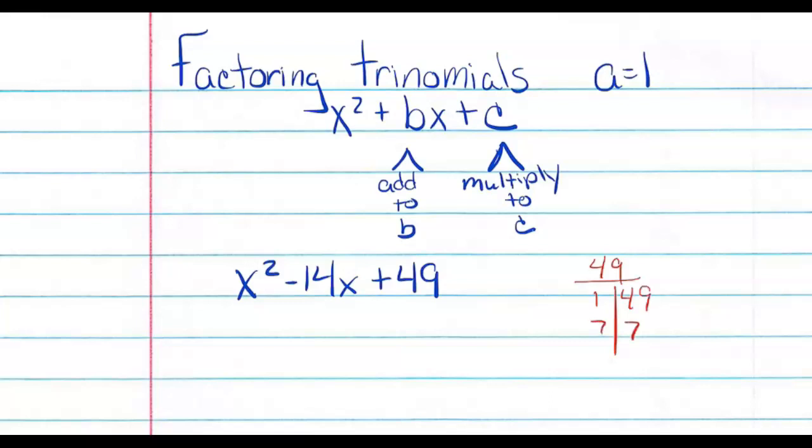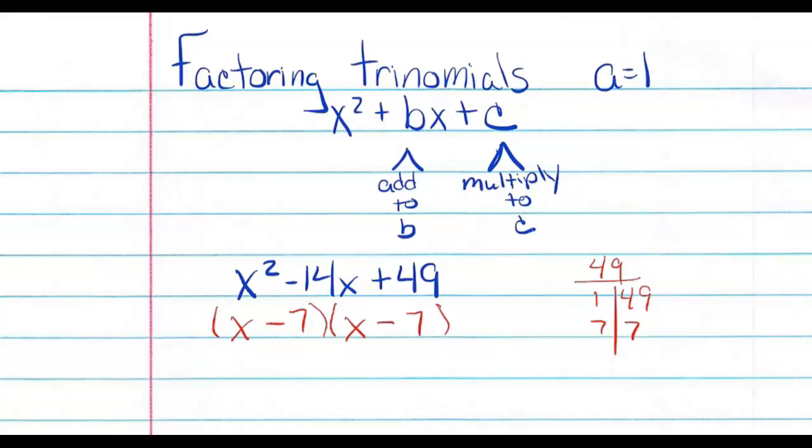Well, 7 and 7 can get to 14. So let's think about that. If I divide this up into two binomials, and I have an x and an x, I have a 7 and a 7, I need to add them together to get negative 14. That means that they would both be negative. Negative 7 plus negative 7 gives me negative 14.